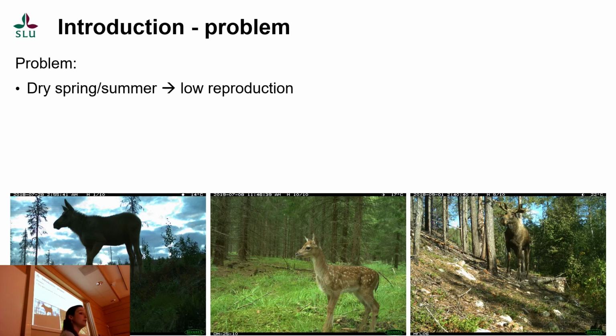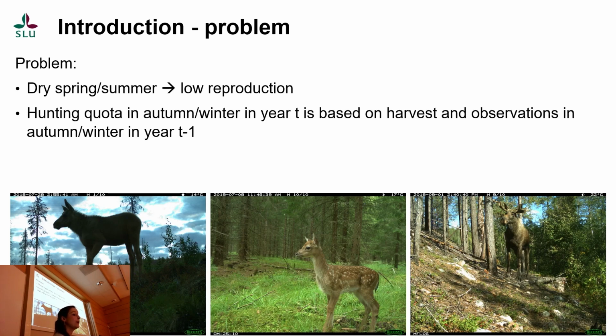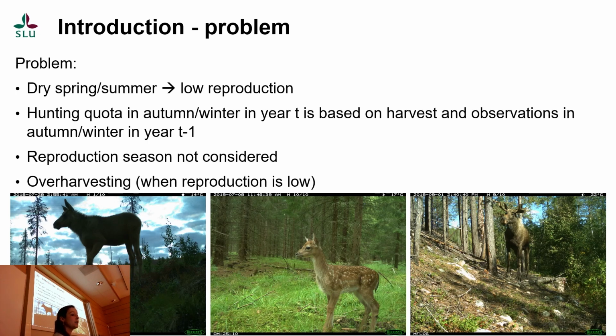But we experienced that there was some really dry spring and summer in the last years, also in Sweden, and this resulted in really low reproduction of those ungulate species. And one important background information is that the hunting quota in autumn-winter in year T is based on the harvest and observations from the hunting season in autumn-winter from year T-1. So this means that the whole reproductive season is not considered at all. And this can result in overharvesting when, for instance, in specific years, the reproduction is very low due to drought.